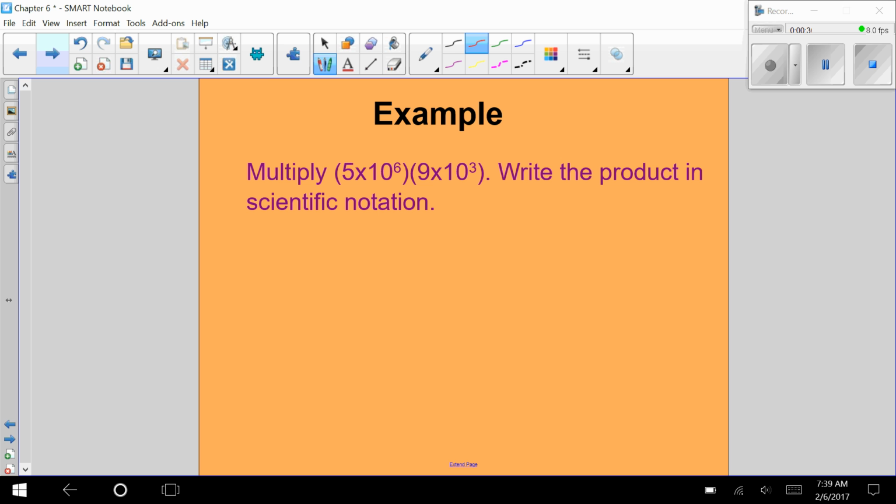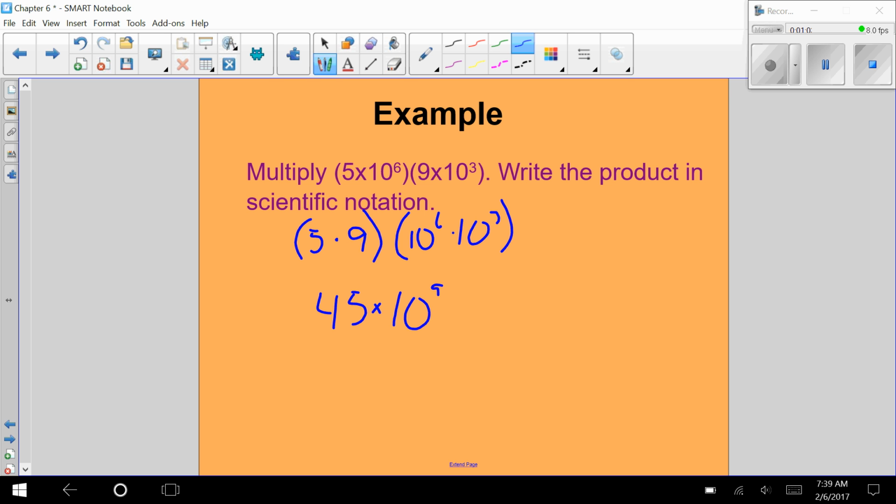So let's look at this. We're going to multiply 5 times 10 to the 6th times 9 times 10 to the 3rd. We're going to write our answer in scientific notation. We start by regrouping the original problem. We're going to group together the 5 times 9 and the 10 to the 6th times 10 to the 3rd. We multiply 5 times 9, which is 45, times 10 to the 6th times 10 to the 3rd. We add those exponents and get 10 to the 9th.